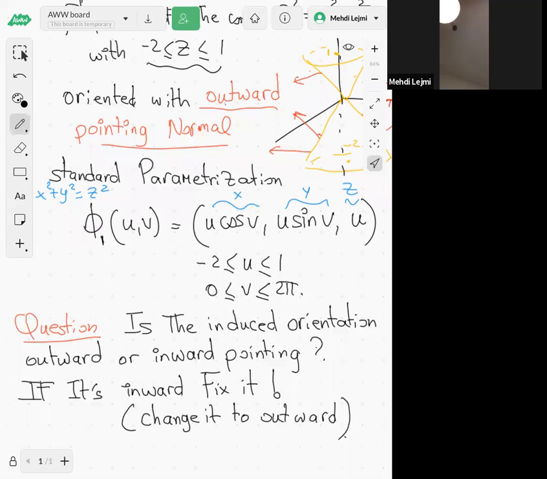And again, the idea to change the orientation is just to switch the order of parameters. So you can define new parameters s and t. Let's say s is equal to v, t is equal to u, but you're gonna start with s, which is equal to v. But yeah, you're right. So the orientation used by this parameterization phi1 is going to be inward pointing. Absolutely. Very good.